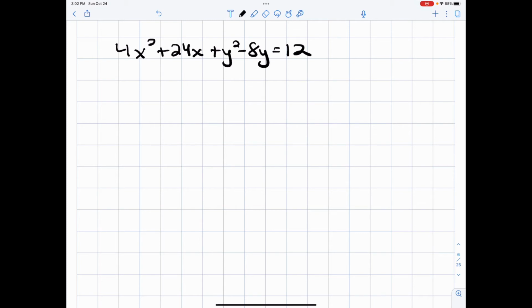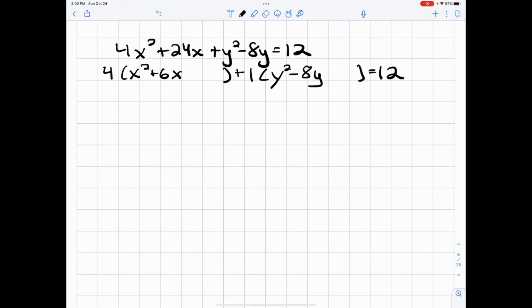So for the x terms, those are already grouped together. That works. I'm going to factor out the 4. So I have x² plus 6x. I'm going to leave a little space because I'm going to need to complete the square on this. Then y² minus 8y, I don't really need to factor out anything. But I'm going to go ahead and put a plus 1 there just for reference later, just in case I need to think about it. You might not need it, but.